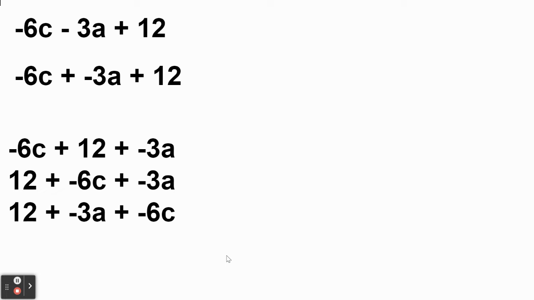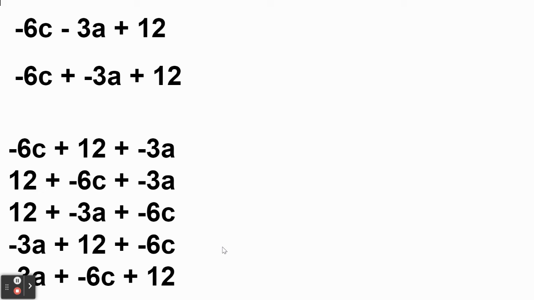Again, notice all of these are different ways to write the same thing, but all of them have the same three terms: negative 6c, negative 3a, and positive 12, right? What if I put negative 3a first? There we go. Then I put 12 second and negative 6c. Well, let me keep negative 3a, and then negative 6c plus 12, right? Again, all of these are equivalent. So already I've written it six different ways.